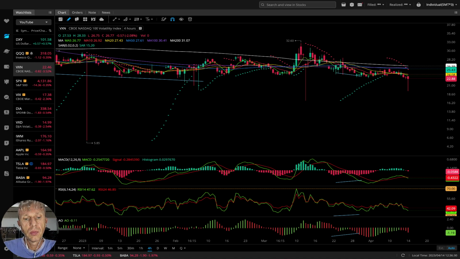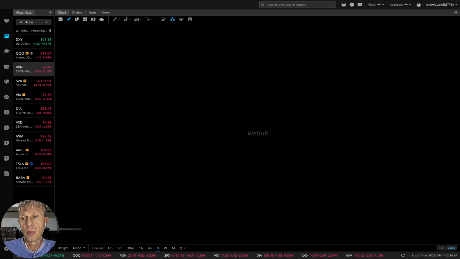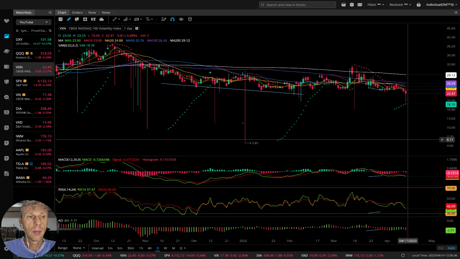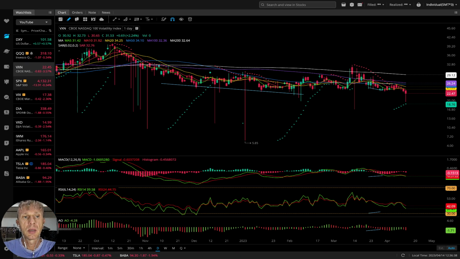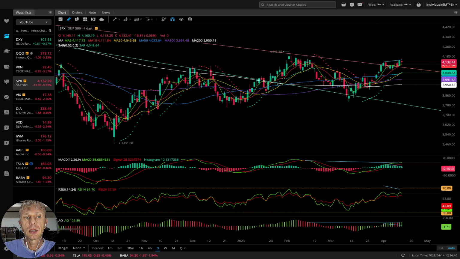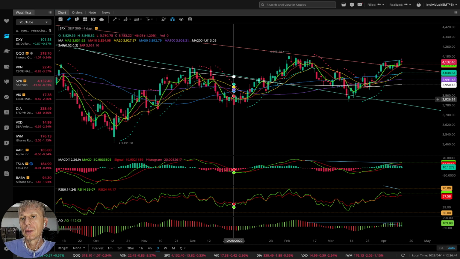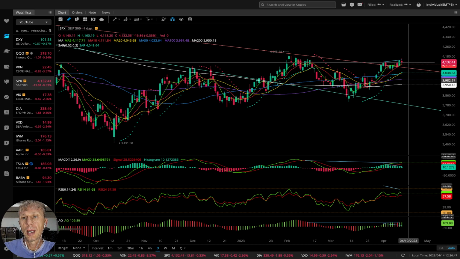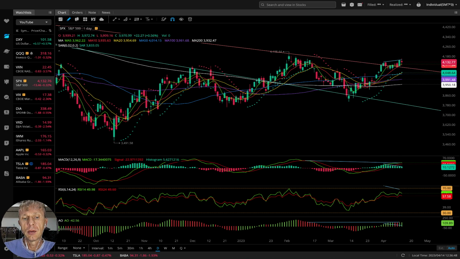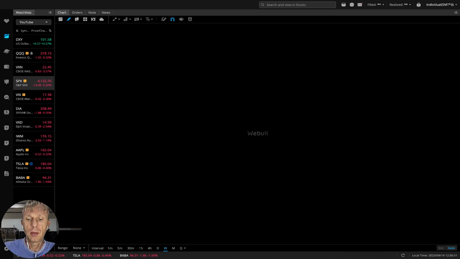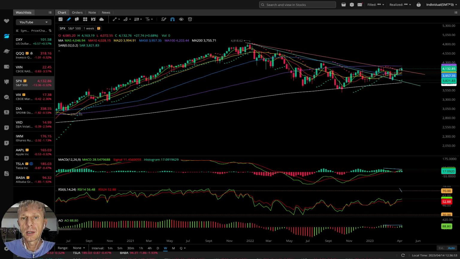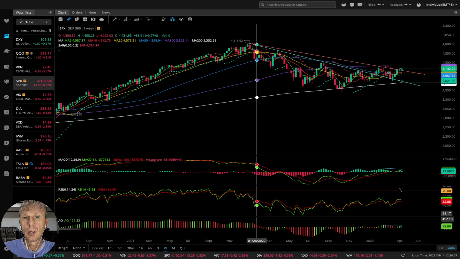VXN still bearish, it's bullish for Qs. SPX, SPY. SPX, S&P 500, negative, still above those two major trend lines, above the red line. That's the red line. Let me show you the weekly time frame. The red line started from the top of the market 14 months ago in 2022.